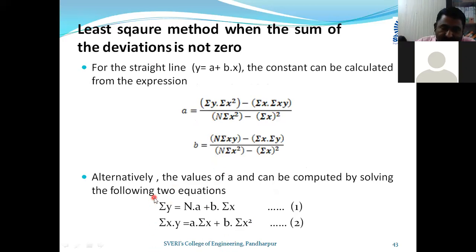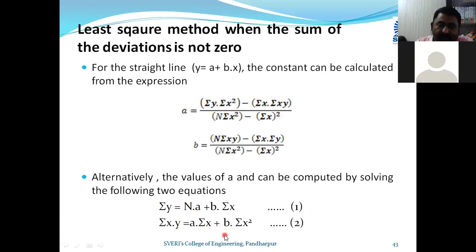First, these are the two equations. Summation y is equal to na plus b into summation x, and summation xy is equal to a into summation x plus b into summation x square. We will solve a numerical at that time, and you will come to know how these equations are to be used. So you can see here these are the two equations.